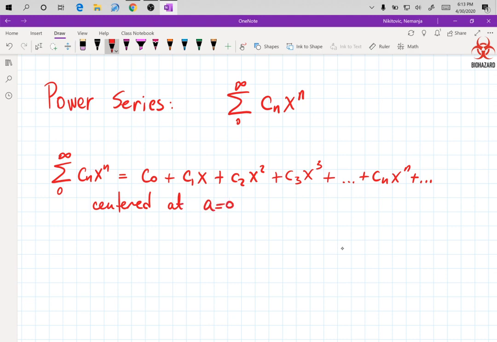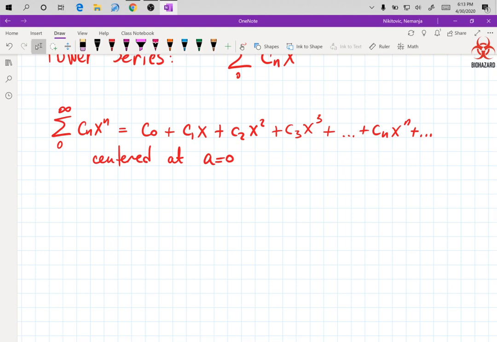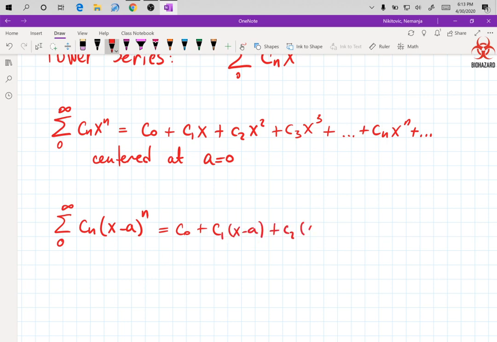Now the general case is where it's centered at some value a. We'll understand what that means when we start dealing with this in more detail. So we'll have to actually improve on this and write it as x minus a to the n, which when we expand, we'll just get this x minus a everywhere.